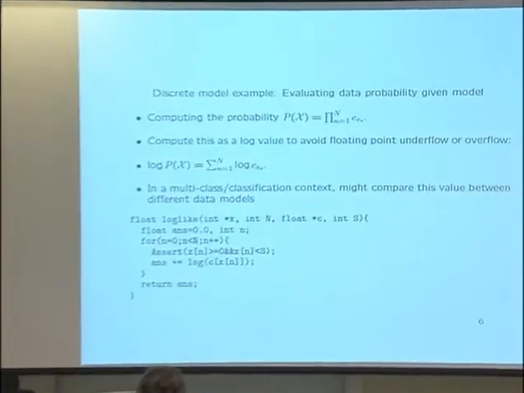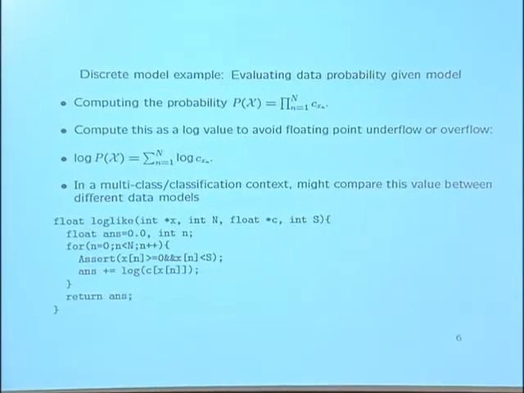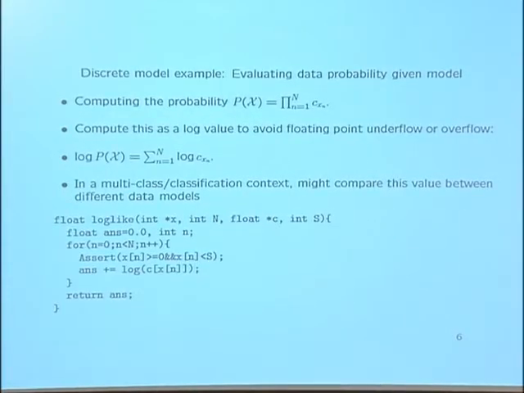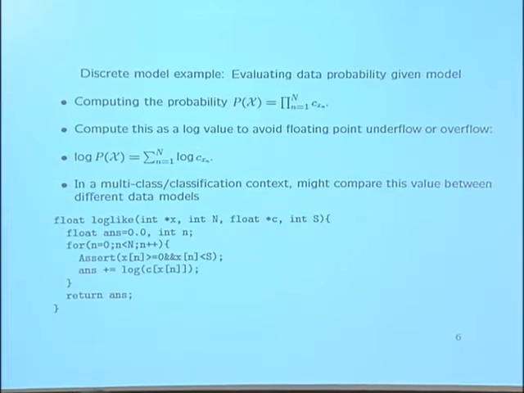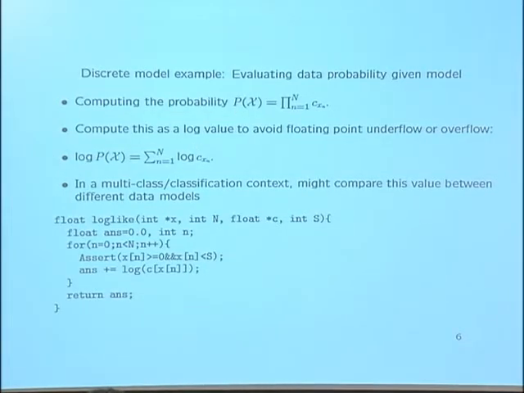This is an example of evaluating the probability of the data given the model. Again, this is something pretty obvious, but just to make it concrete. We want to compute the probability P of the sequence x, which is, as I said before, this product. And typically in real situations, you compute this as a log value because this value could get either very small or very large, in this case very small, and the floating point range won't be able to handle it. So we just compute log p(x) as the sum from 1 to n of the log value of that.